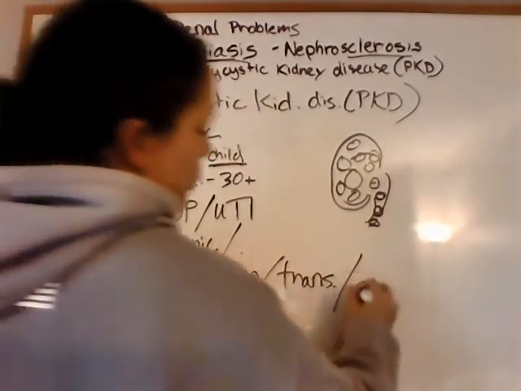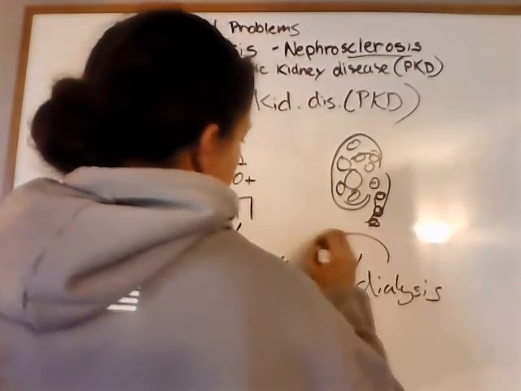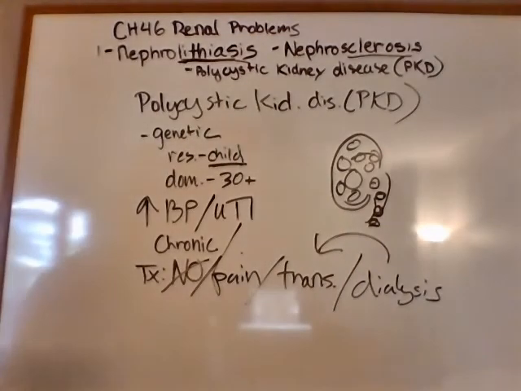Usually before you have a transplant, you have dialysis, so that's another option at least to try and get on that transplant list. So polycystic kidney disease: completely genetic, dominant in adults, recessive in children. Result is high blood pressure, UTIs, chronic pain, issues with your liver. There's no treatment, but we're looking for dialysis, pain therapy, and eventually transplant.